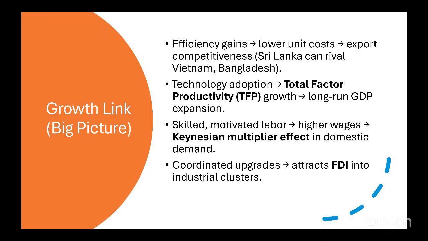And next, technology adoption. Smart systems, automation and digital tools boost total factory productivity. That's not just a short-term spike, it's a long-run GDP expansion. It's the kind of growth that builds resilience and drives innovation. And then we move to skilled and motivated labor. When workers are empowered, wages increase. And when wages increase, people spend more and more. That's the Keynesian multiplier effect, fueling domestic demand, strengthening local business, and at last, lifting entire communities.